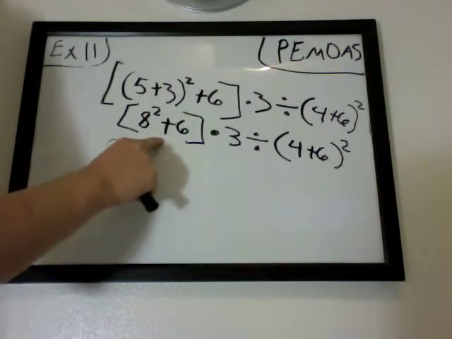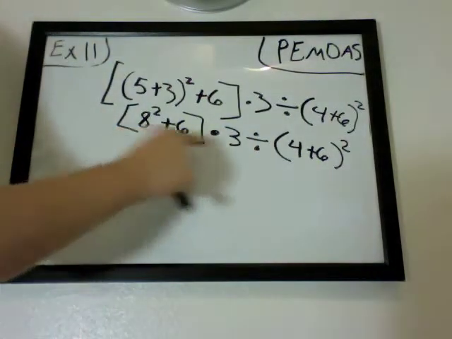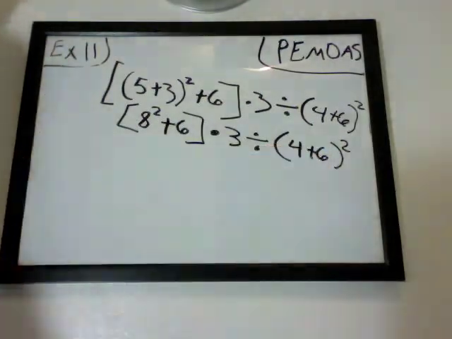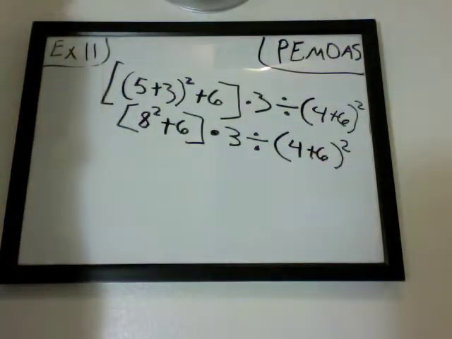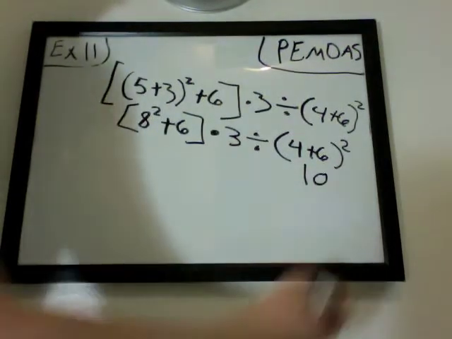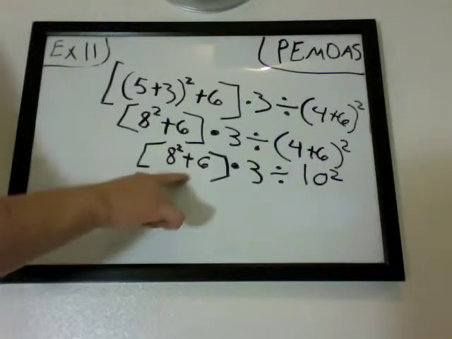We can still take care of this parenthesis here or take care of this parenthesis. It doesn't matter. They're both on the outside. They're not in another set of parentheses. This one may be a little bit easier. Let's do 4 plus 6. It's 10. Don't forget your power. Bring everything else down. Okay, now we still have this parenthesis we got to take care of.